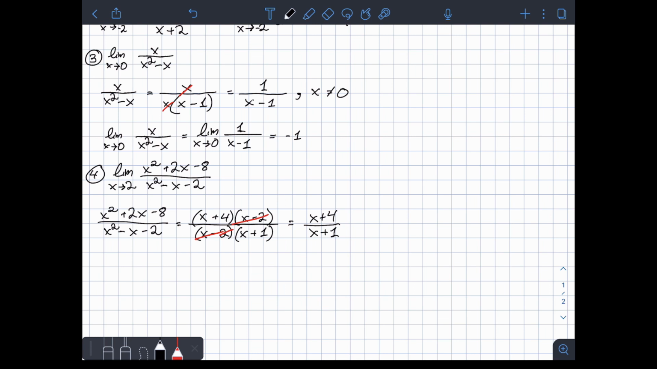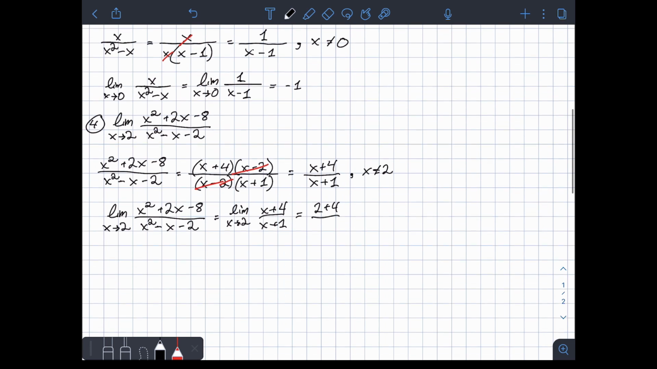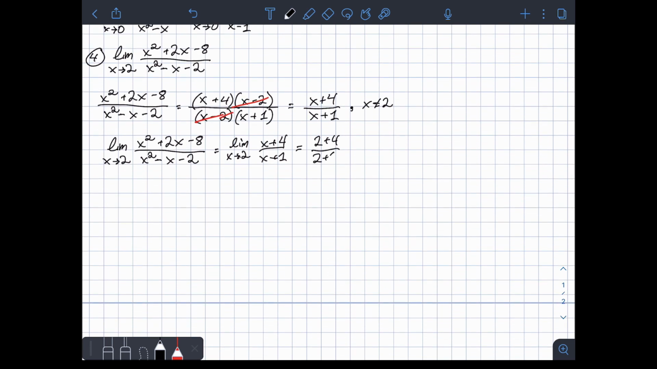And if we're taking the limit of that, again, that's at all points besides 2. Take the limit of that. So x approaches 2, again, of x plus 4 over x plus 1. We end up with 2 plus 4 over 2 plus 1, which is 6 over 3, which is 2.